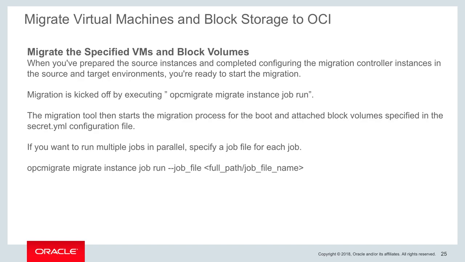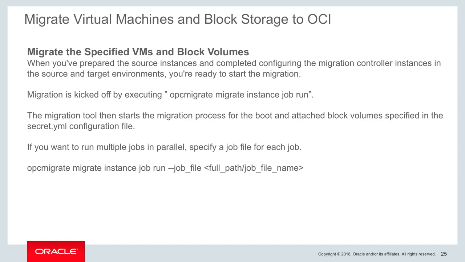Once this instance is ready, you are in good shape to start the migration for moving your VMs and block volumes from OCI Classic to OCI. Migration is kicked off by executing opc-migrate-instance job run. The migration tool then starts the migration process for the boot and attached block volumes specified in the secret.yaml configuration file.